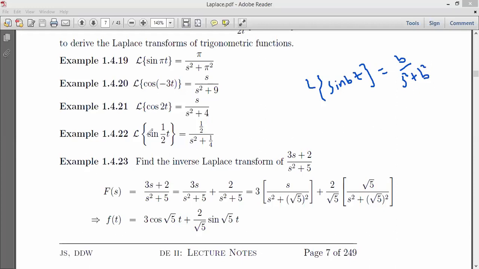Okay, now let's look at this one here. So if you look at this, same story. So since this is sine of a half t, it means your b is a half.